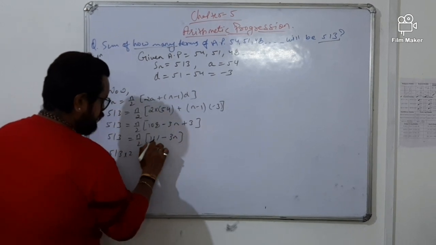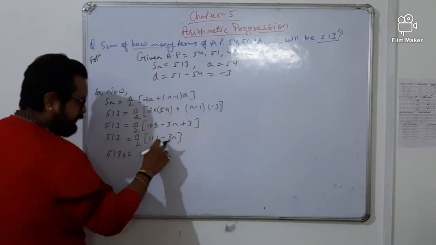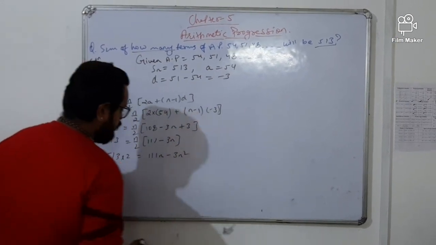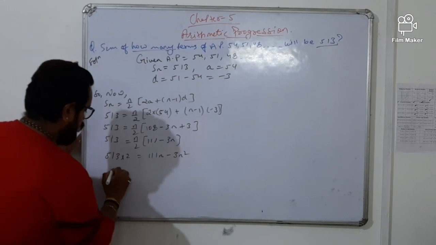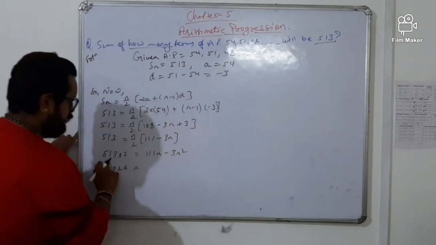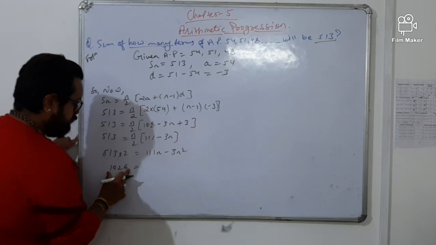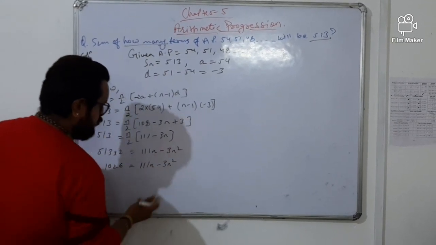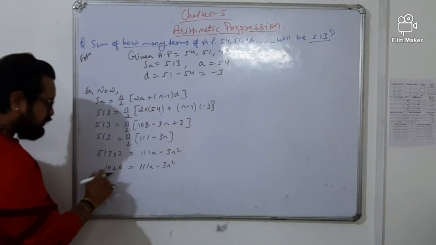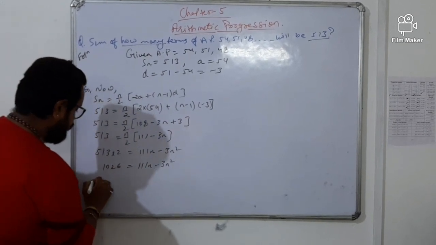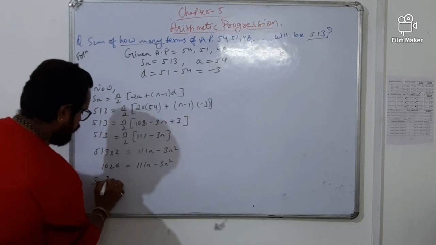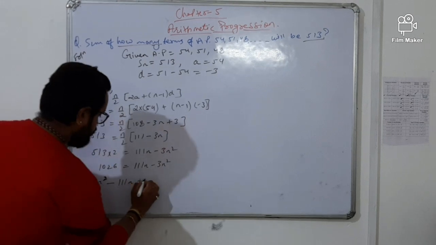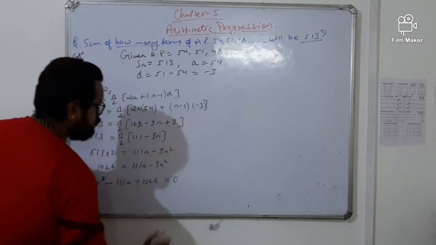Now transfer this 2 to the other side and multiply it by 513, that is 513 into 2, and multiply this n to the bracket and open it. It will become 1n and minus 3n square. This will become 1026, because 513 into 2 is 1026, and 111n minus 3n square. Now transfer all the numbers to the other side. The final equation which we will get will be 3n square minus 111n plus 1026 equal to 0.